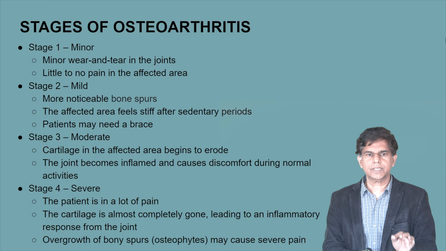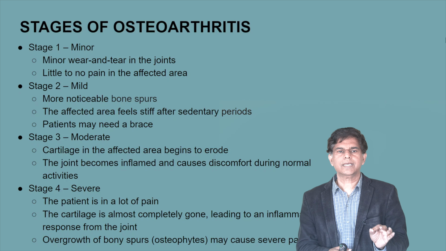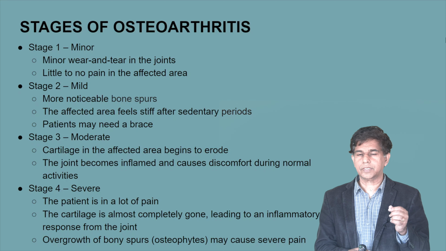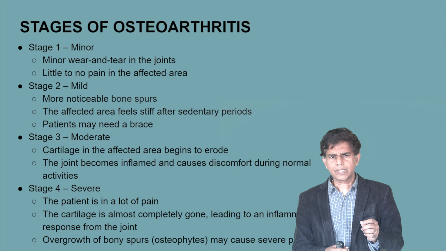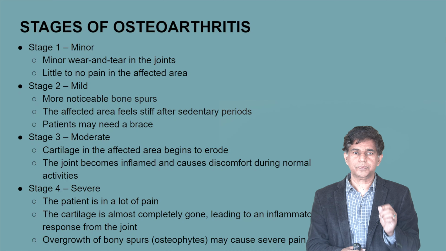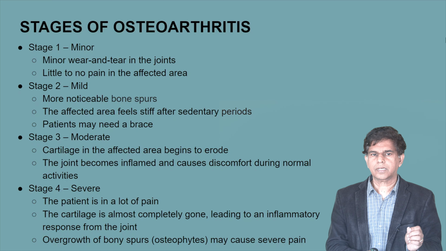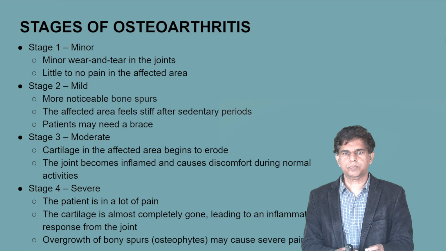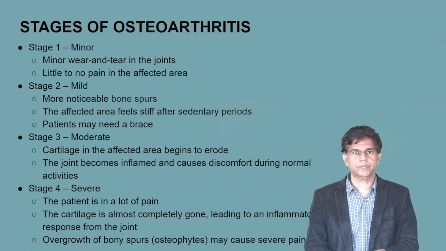And then you get stage 3, which is moderate. Cartilage in the affected area begins to erode, and the joint becomes inflamed, causing discomfort during normal activities. When you come to the final stage, which is very severe, there is a lot of pain, and the cartilage is almost gone, leading to an inflammatory response, overgrowth of bone spurs, and may cause severe pain.